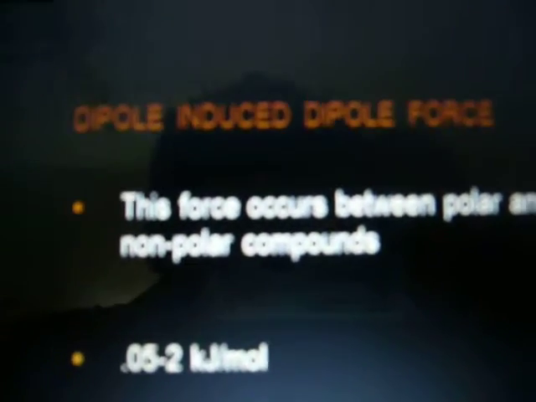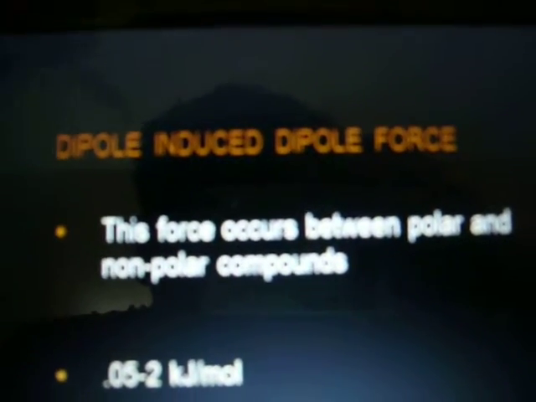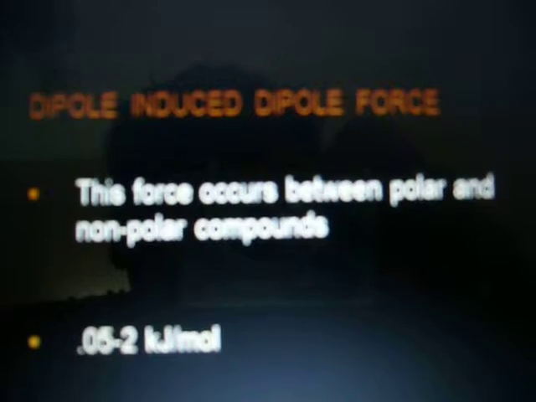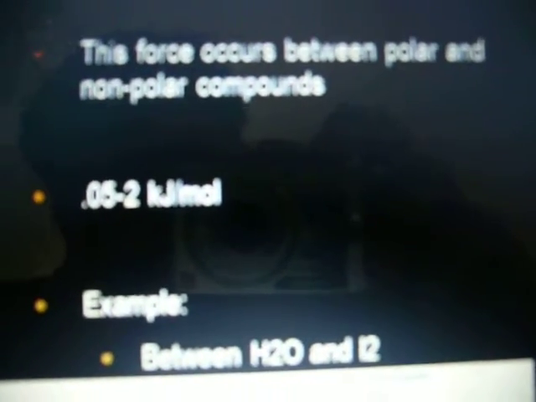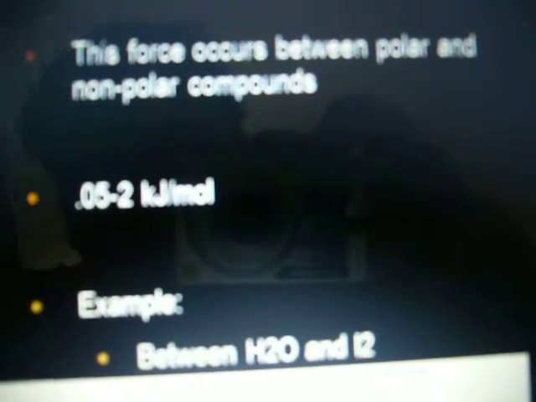Alright, so next we have dipole-induced dipole force, and this force occurs between polar and nonpolar compounds. Probably one of the weakest forces, as it only takes between 0.05 and 2 kilojoules per mole. An example of this is H2O and iodine. Alright, we'll go to the next one.